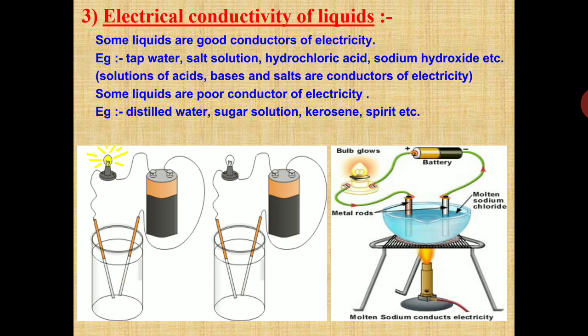But some liquids are poor conductors of electricity, like distilled water, sugar solution, kerosene and spirit, because they are free from charged ions.